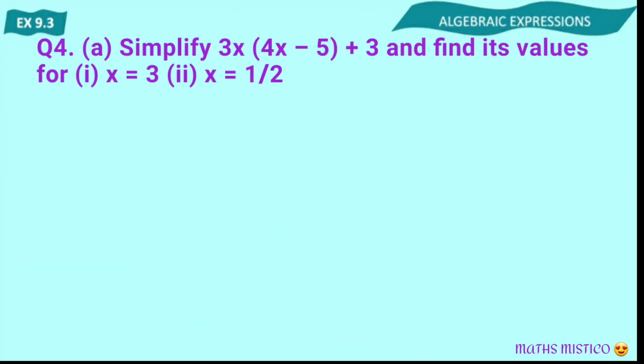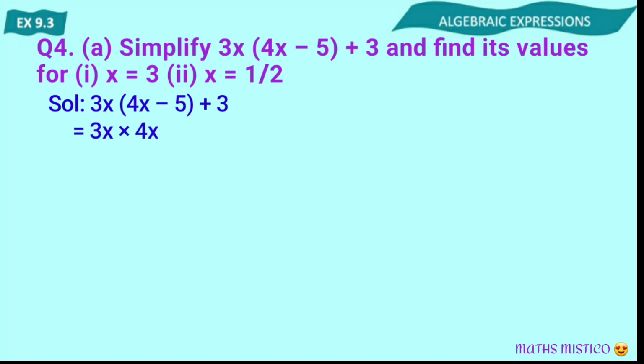In question 4, we first have to simplify the expressions and then the value of the resulting answer obtained will be found for the given value of the variable. So in first part, let's first simplify this. As per BODMAS, we will first multiply.